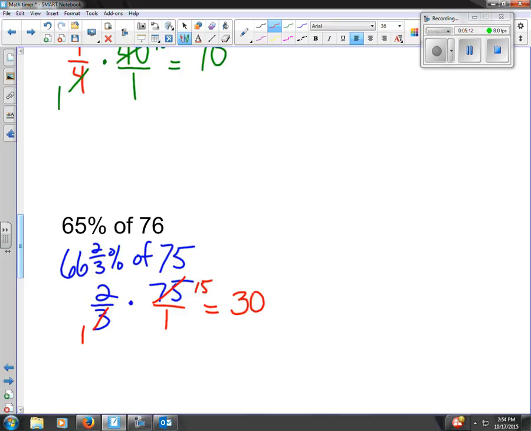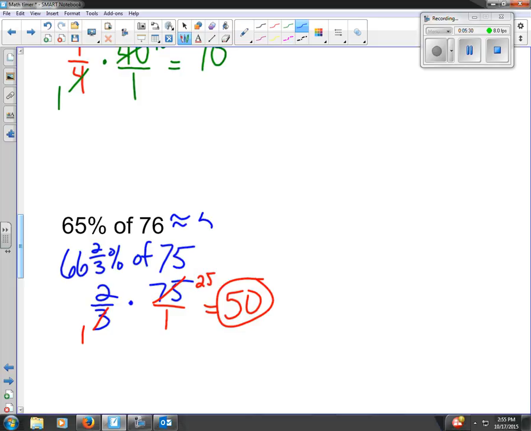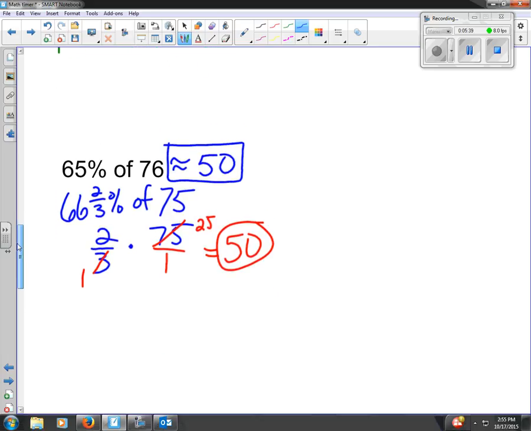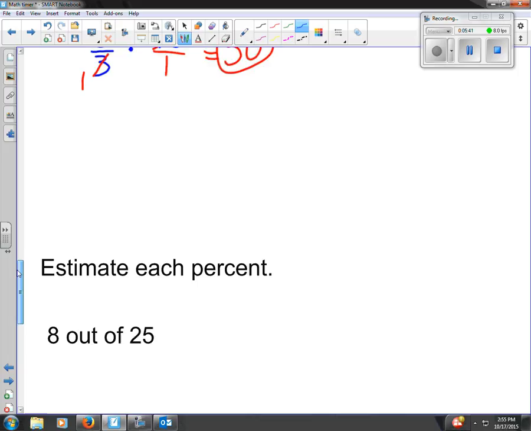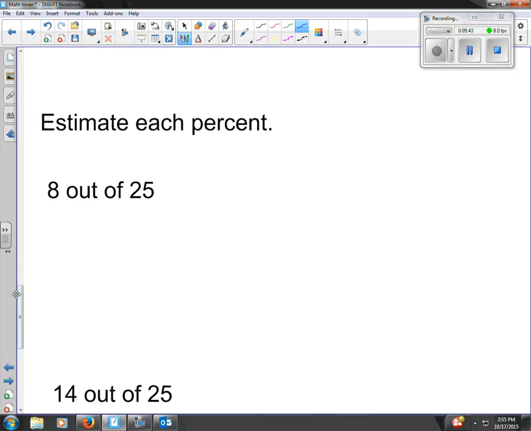Okay, it's 25. Ooh, there we go. Let's try that again. 25. Something didn't look right. And then 25 times 2 is 50. Much better. Okay, 50. So again, is it perfect? No. So 65% of 76 is approximately 50. Okay, again, I'm not looking for an exact answer. I'm looking for an approximate. And when you have a moment, like I did, you just take a minute there and figure out what you did wrong.